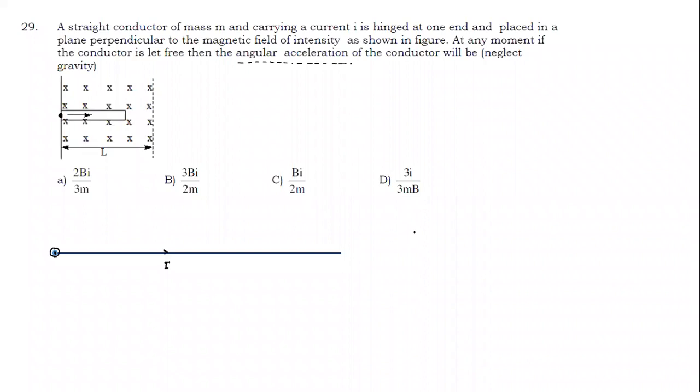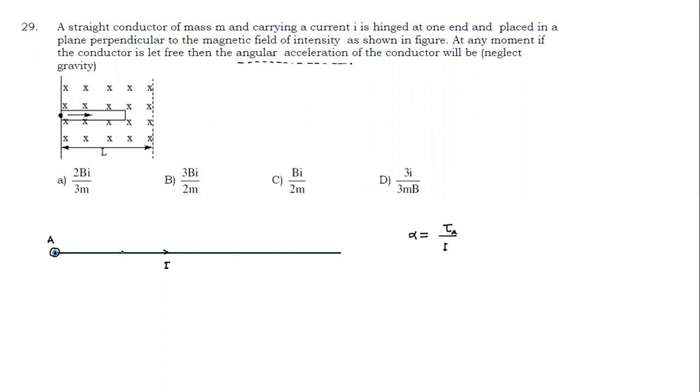I need to find alpha, the angular acceleration of the rod. What is alpha equal to? Immediately it should come to mind that angular acceleration is torque divided by moment of inertia. Torque and moment of inertia about which point? Both are related to a particular axis, the axis of rotation.